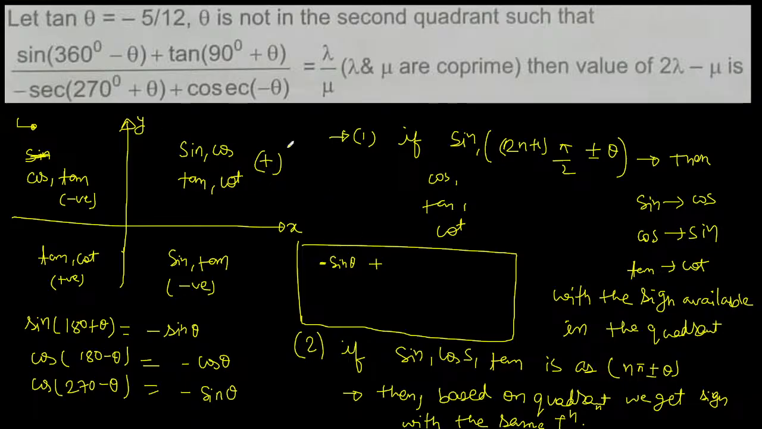Plus tan 90 plus theta, tan will convert into cot, and the sign will depend on second quadrant, negative, so negative. I think you got the trick. Sec 270 plus theta, 270 plus theta is in this quadrant, so sec will convert into cosec, and sec is positive here, so we'll have only cosec theta, and cosec minus theta is minus cosec theta.